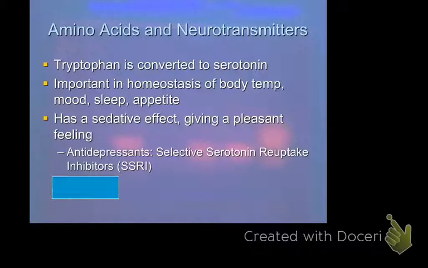Of course, many of these can have very bad side effects, since serotonin is used in many different body processes.